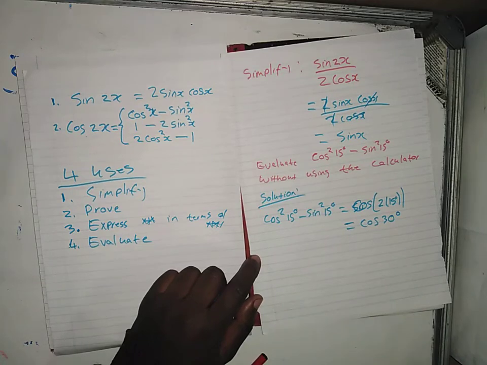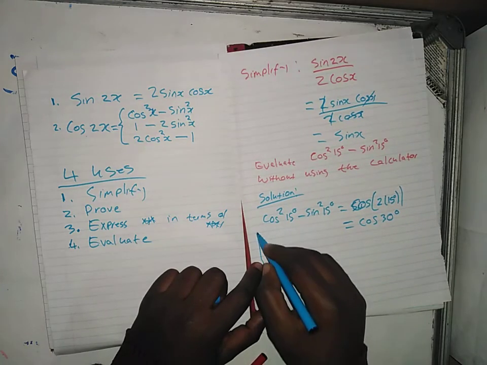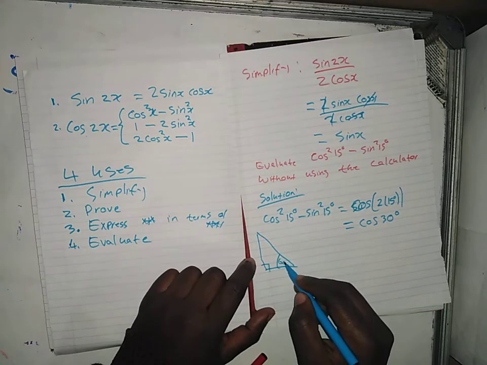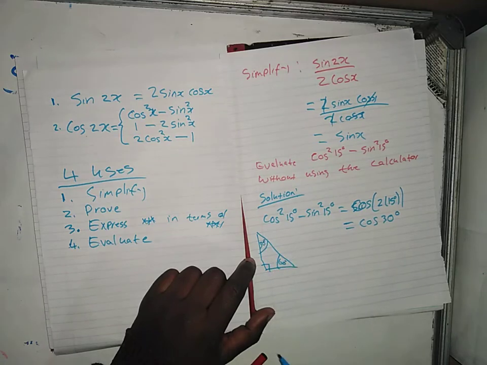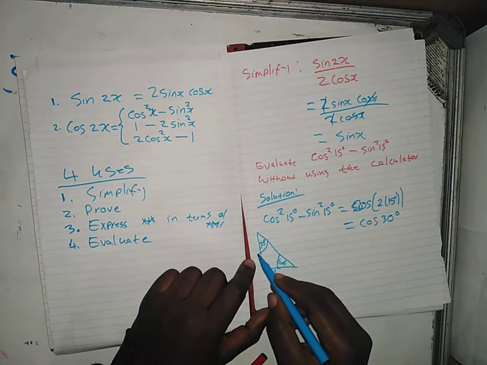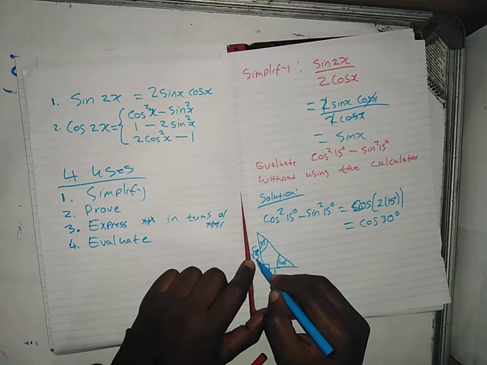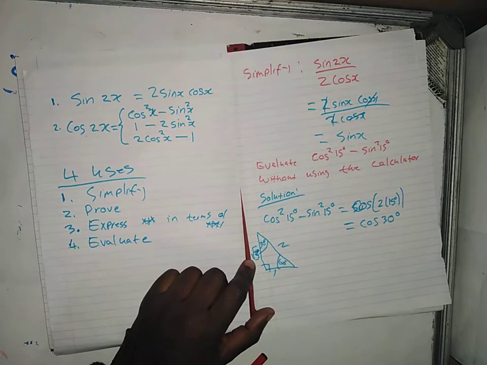Now, cos 30 degrees, we can solve without using a calculator. How can we do that? We can simply write this triangle. We know this is 90, this is 60 degrees, this is 30 degrees, this is 1, this is 2, sorry, this is 1, this is root 3, and then this is 2.